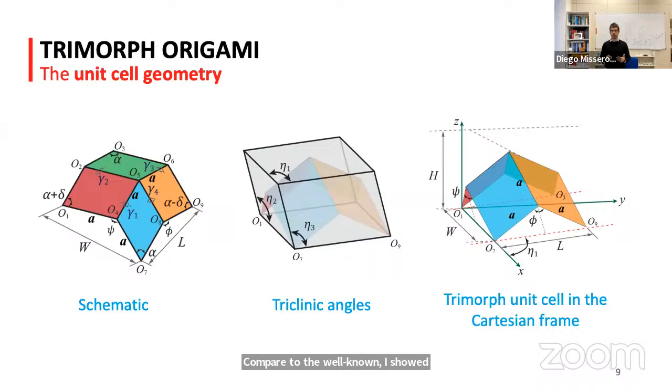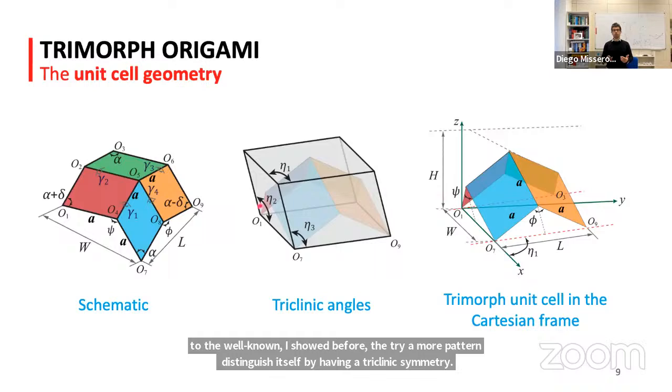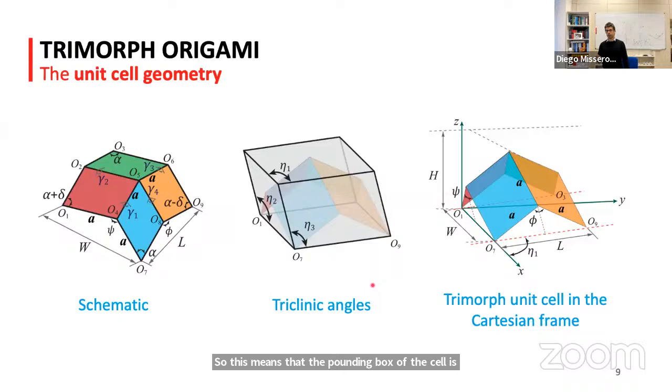So this means that the bounding box of the cell is composed of non-orthogonal faces. This can also be seen here in the Cartesian frame: if you look at the parallelogram, which is the projection of the cell on the XY plane, you see that if you take a side that is parallel to the Y direction, the other one is not parallel, but is inclined with this angle, eta 1, that is different from 90 degrees. We'll see later that this leads to the concept of shear normal coupling behavior of this tessellation because of this particular symmetry.